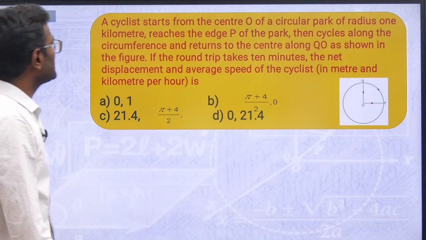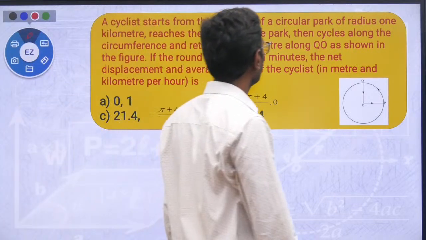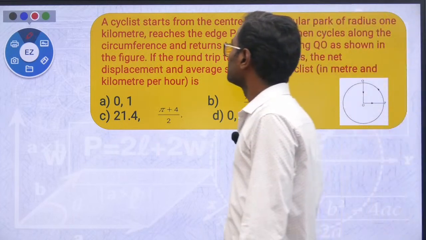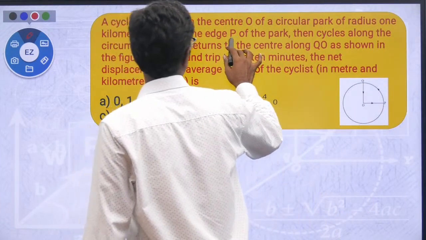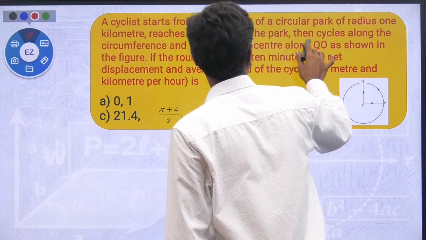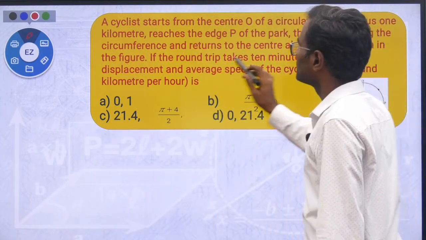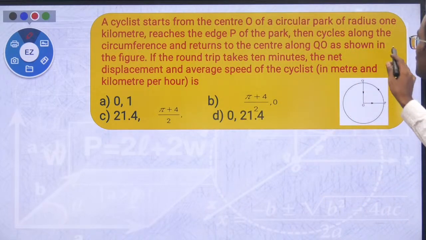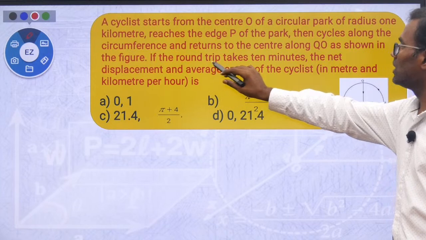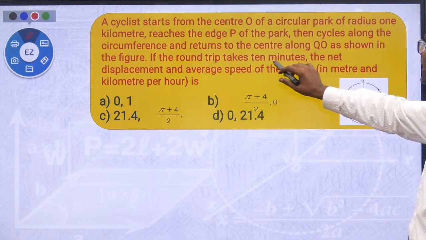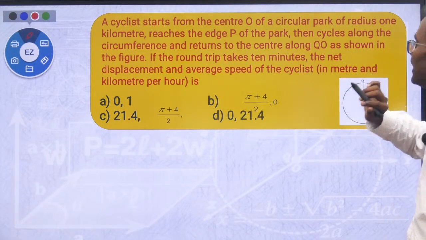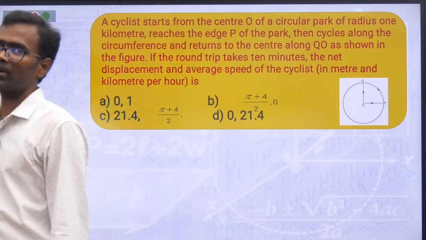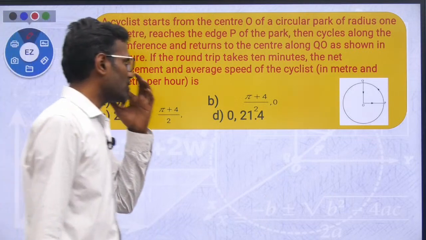Now, a cyclist starts from the center of a circular park of radius 1 kilometer, reaches the edge of the park at P, then cycles along the circumference and returns to the center along QO as shown in the figure. If the round trip takes 10 minutes, then find the net displacement and average speed of the cyclist in meters and kilometer per hour.